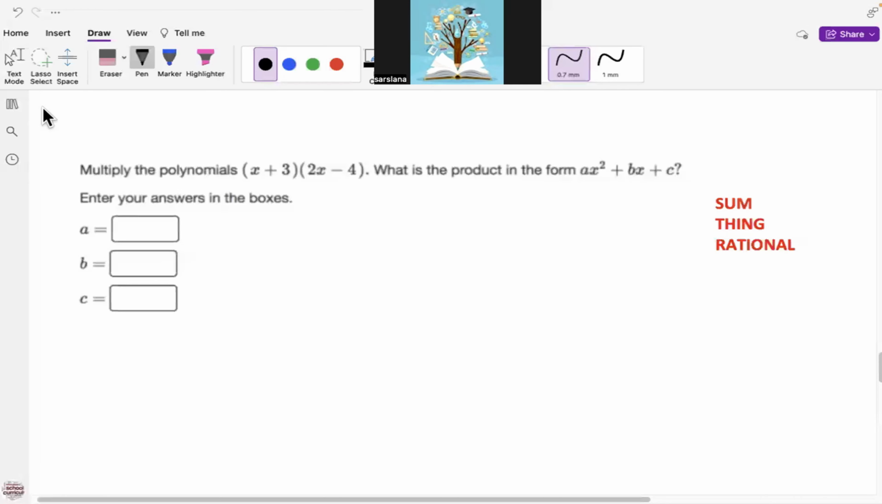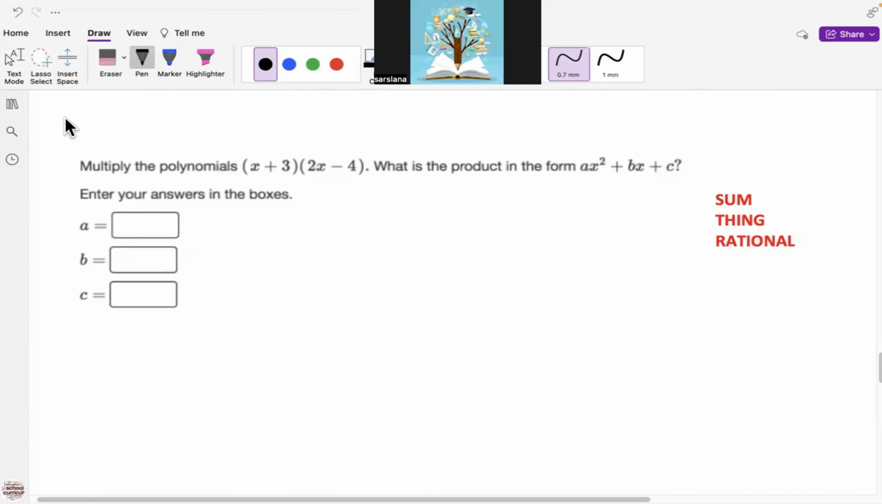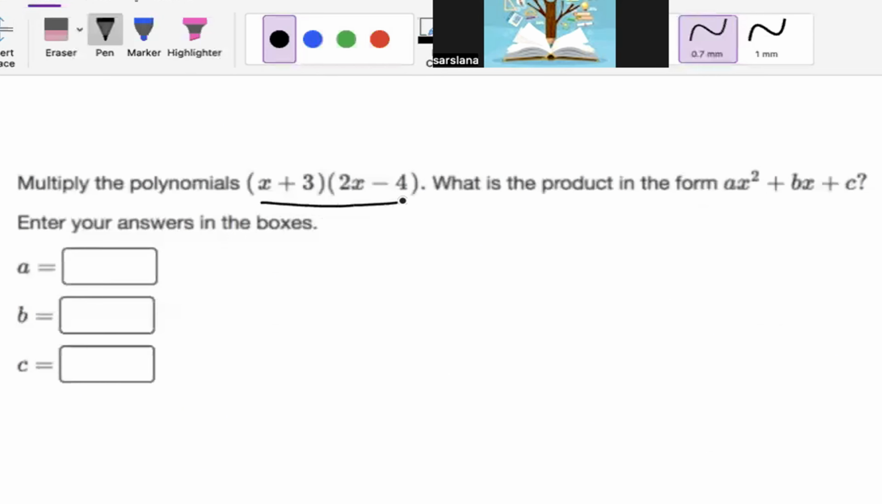Hi students again. So we are on operations on polynomials. I will solve two questions in this video. One of them is this, multiplying the polynomials. These are binomials, but linear binomials with degree 1. When we multiply these linear binomials, definitely we will have something quadratic. So we need to combine like terms and simplify also.